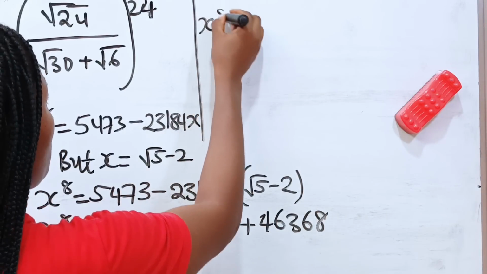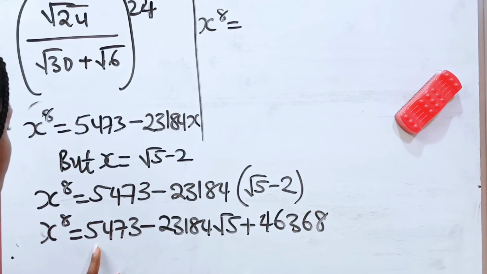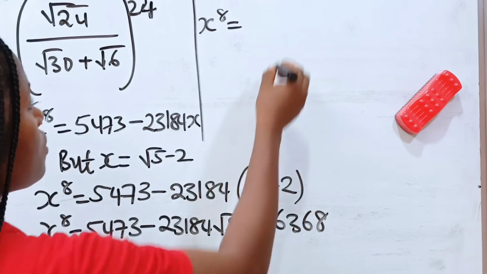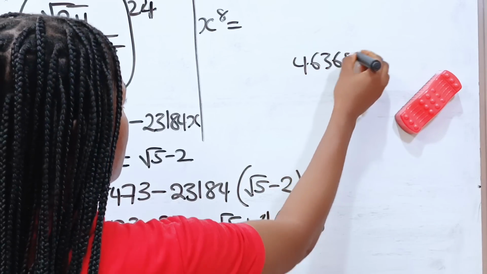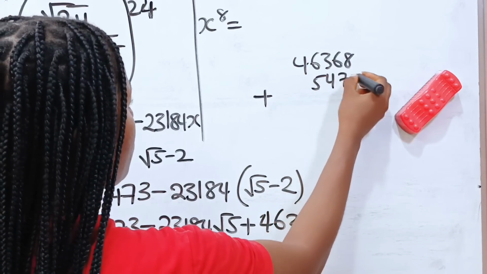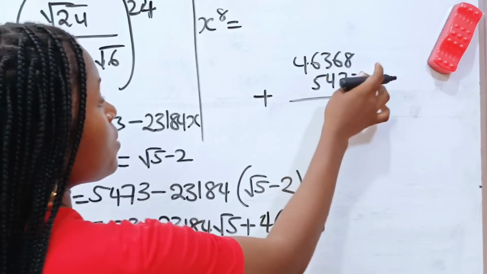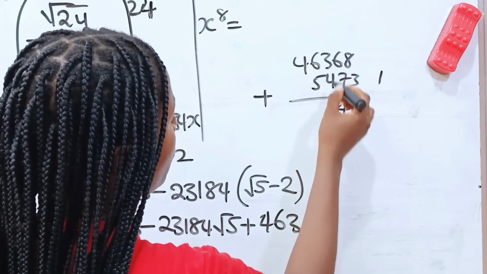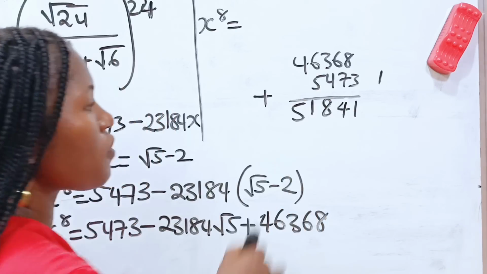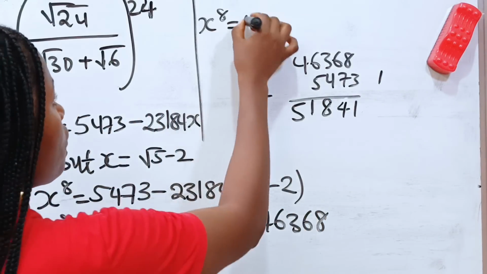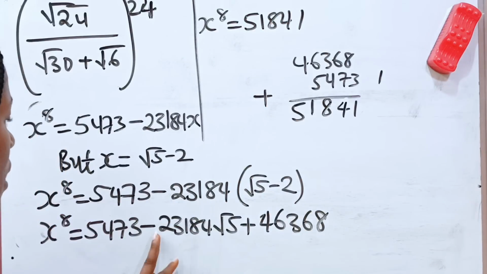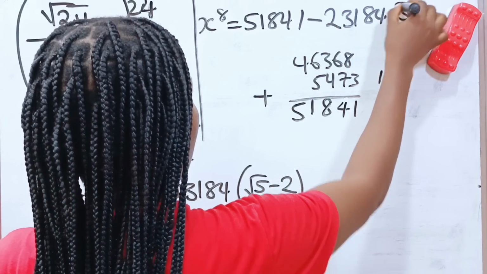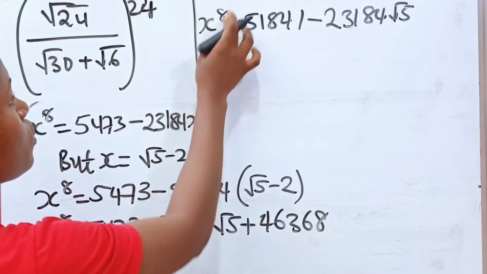So now we have x to the power of 8 is equal to 5473 plus 46368, right? So let's solve that. 46368 plus 5473. I just hope I've not made mistakes somewhere. So 8 plus 3 is 11, carry 1. We have 7 plus 7 now is 14, carry 1. We have 8. We have 11, carry 1. So we have 51,841. Then minus 23184 root 5.